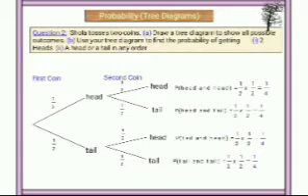That is tail and head. That is tail and tail here. Now to get their calculations, just come here: half multiplied by half, 1 over 4. Half multiplied by half, 1 over 4. So these are the calculations here.